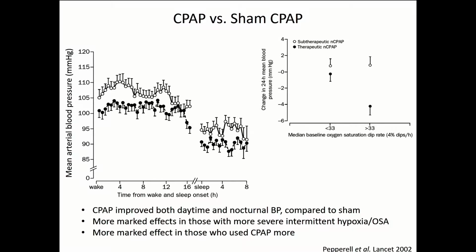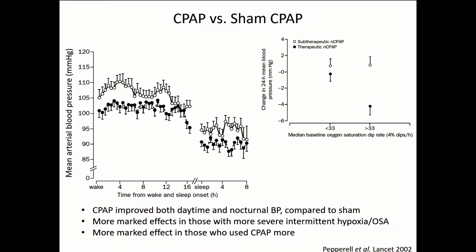And what you can see here is in the white circles, these are the patients on sham CPAP, and the black circles represent those with CPAP. You can see there's a marked effect on blood pressure. This is most noticeable in the nocturnal period, but present throughout most of the day. What they went on to show was that in those patients with more significant obstructive sleep apnea, and therefore more significant intermittent hypoxia, there was a more marked effect of CPAP on blood pressure.